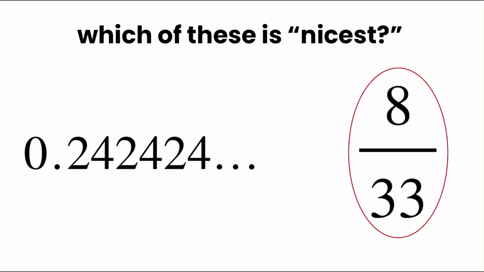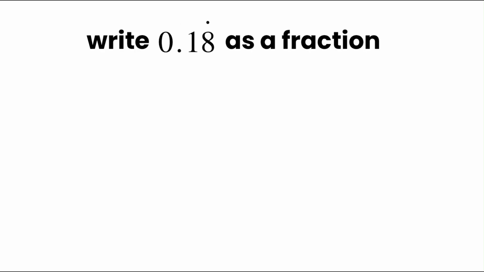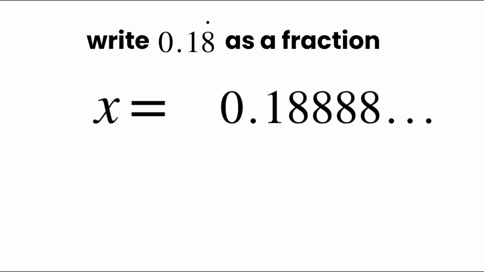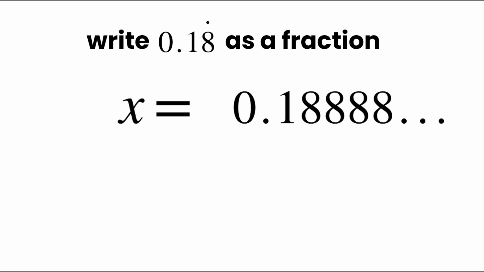Well, in this lesson, I'm going to show a method to convert between a recurring decimal and a fraction. Let's start on this example here. We've been asked to write 0.18 recurring as a fraction. So what does 0.18 recurring actually mean? Well, 0.18 recurring is just 0.1888 and so on and so on. And what we're going to do is we're going to call this x.